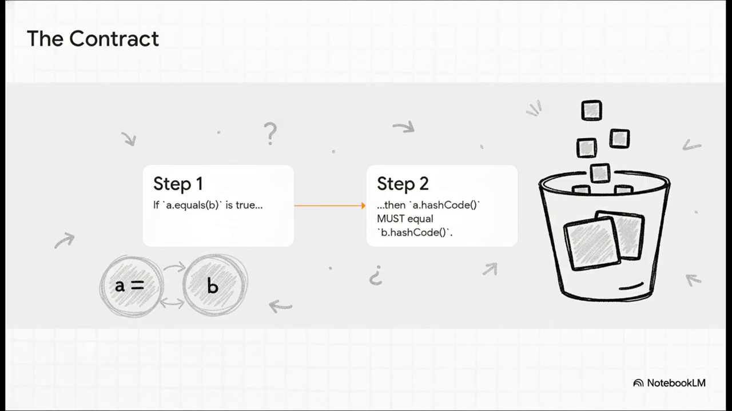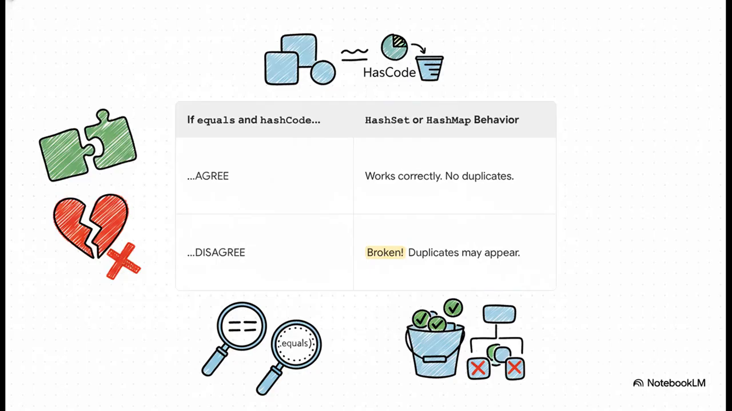It goes like this. If two of your objects are considered equal according to your .equals method, then their hashCode methods must return the exact same number. If you violate this rule, data structures like HashSet and HashMap will completely break down in really weird and confusing ways. This table spells it out perfectly.